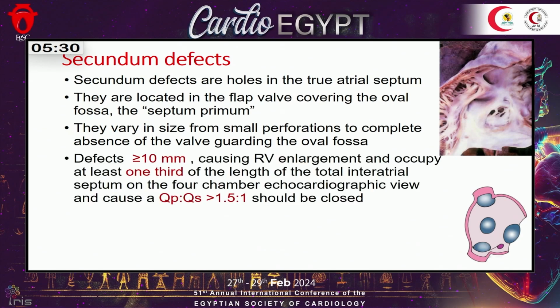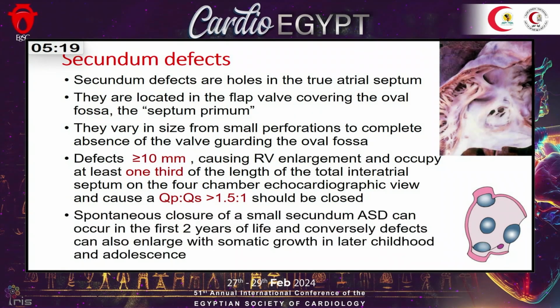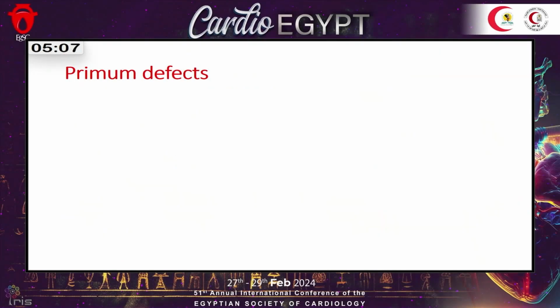But as we know, defects more than 10 millimeters, or that are occupying 1/3 of the length of the interatrial septum, or those with Qp:Qs more than 1.5 should be closed. Spontaneous closure can sometimes occur in small defects in the first years of life, and conversely, defects can also enlarge with somatic growth in late childhood and adolescence.